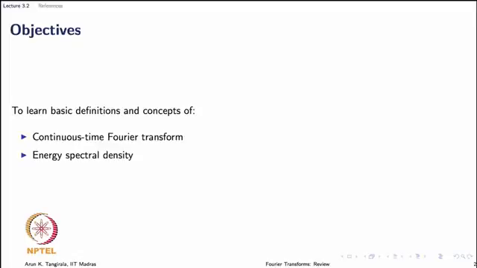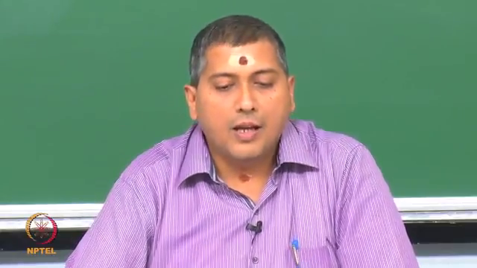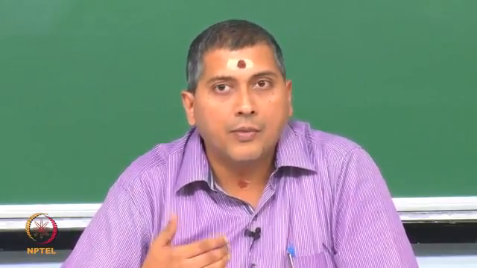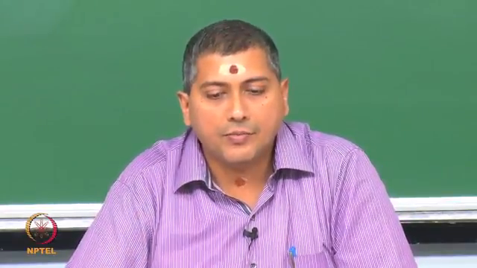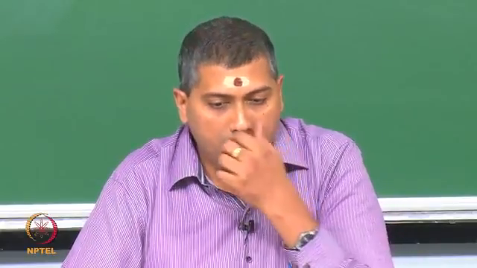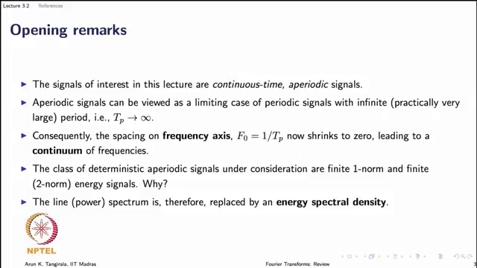In lecture 3.1, we reviewed the concept of continuous time Fourier series and the mathematical details as well, where we dealt with periodic signals, continuous time periodic signals. Now, we move on to the class of continuous time aperiodic signals, which is where the Fourier transform arises, and aperiodic signals can be viewed as a limiting case of periodic signals, as I had also mentioned in lecture 3.1.